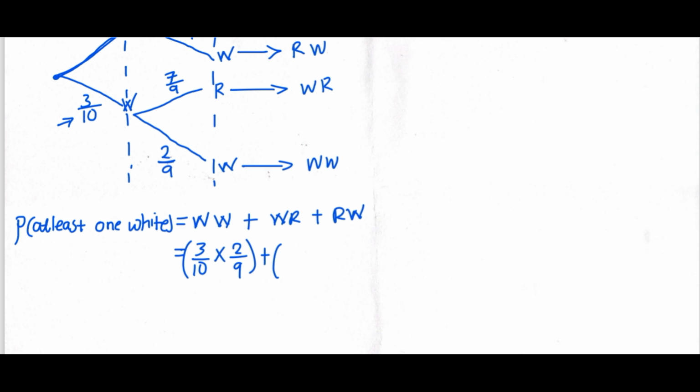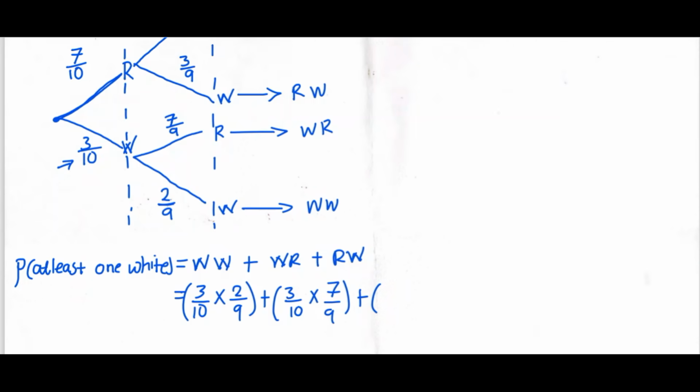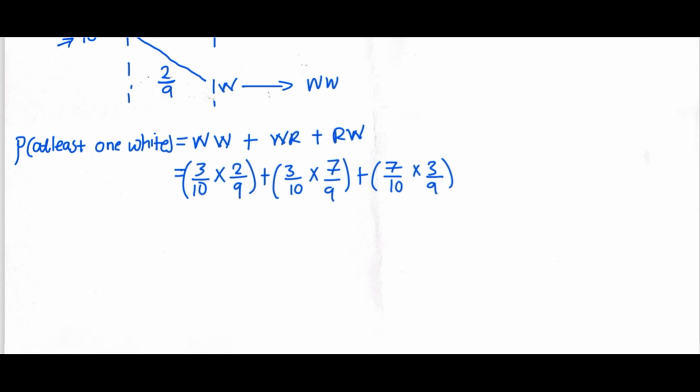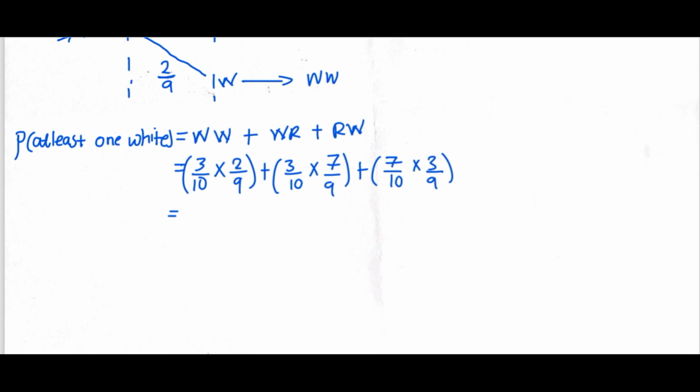The first W, it's 3 over 10 times 7 over 9 plus then red, so red is this number here, 7 over 10 times this one, 3 over 9. Okay, so after that, let's see how we can make these calculations.